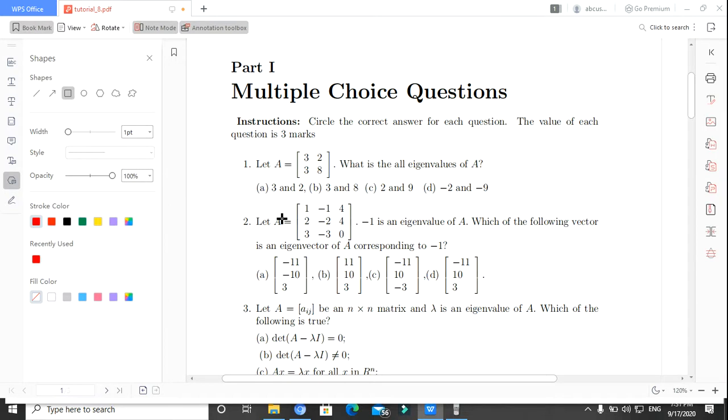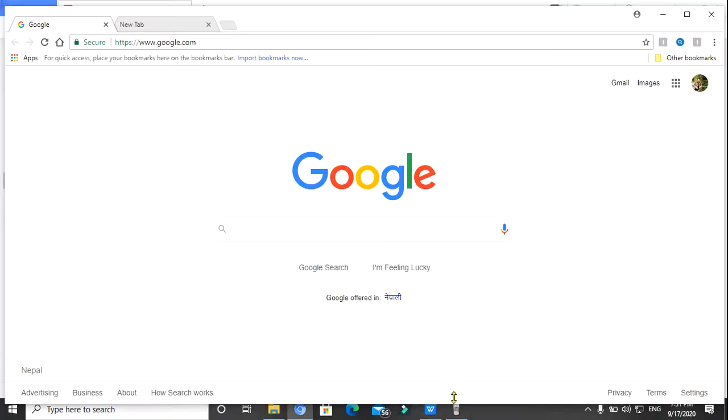Question number 2. Here a 3 by 3 matrix A is given, and one eigenvalue is given as negative 1, and we have to find out the corresponding eigenvector for this matrix A. Four options for the eigenvector are given. I am just going to use the calculator to find out the corresponding eigenvector when the eigenvalue is negative 1 for this matrix A. Okay, let me take the calculator.